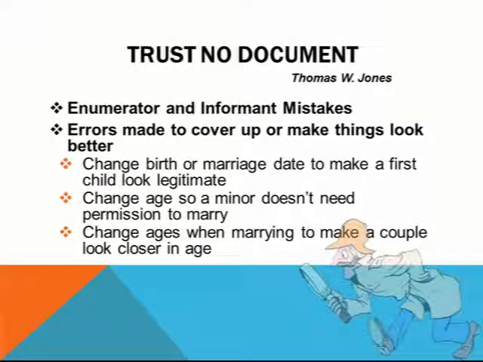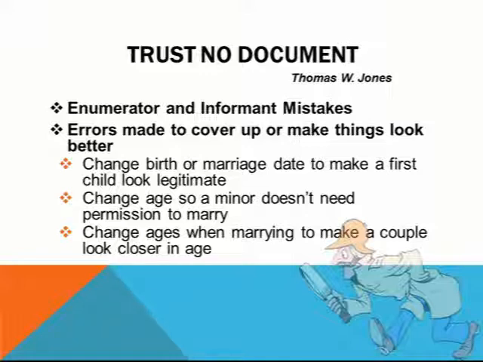Census takers and informants do make mistakes. Sometimes false information is given on purpose. For example, a marriage date or a birth date may be altered to make a child appear to be legitimate. Sometimes an incorrect father's name will be given for the same reason. A person may say that they are older than they really are when they get married, to change their status from being a minor who needs permission to an adult who does not.